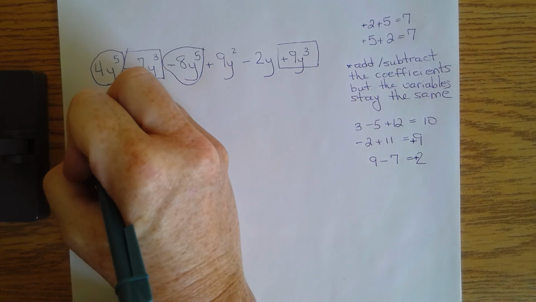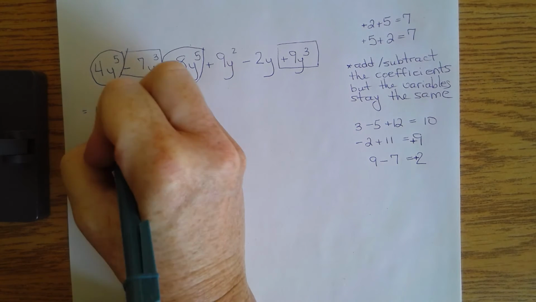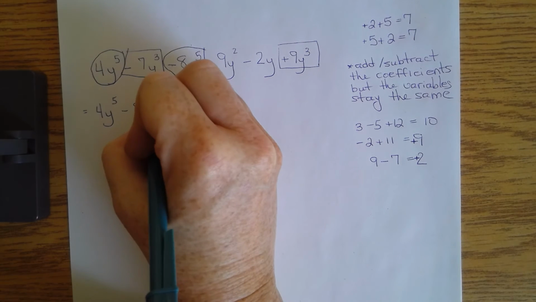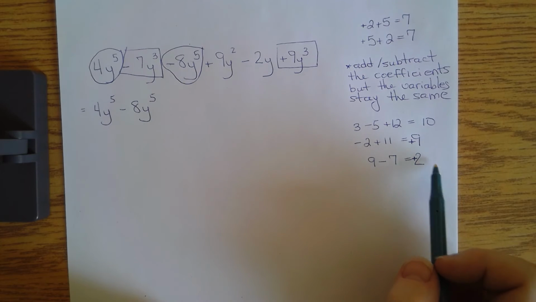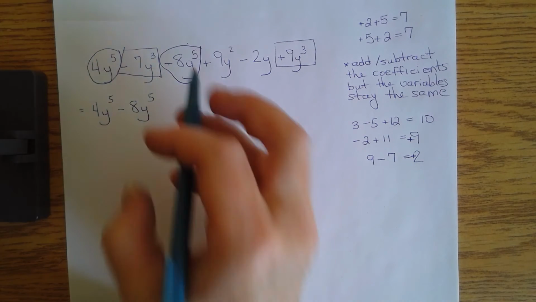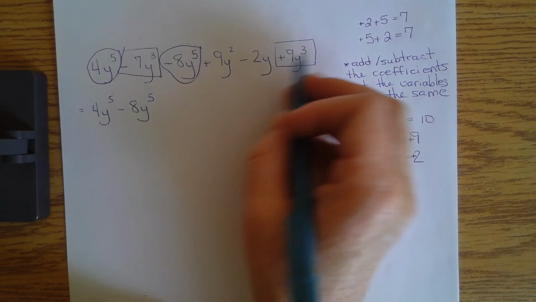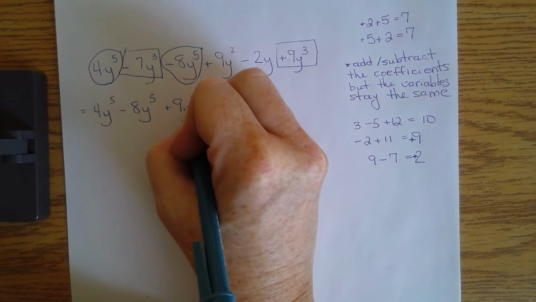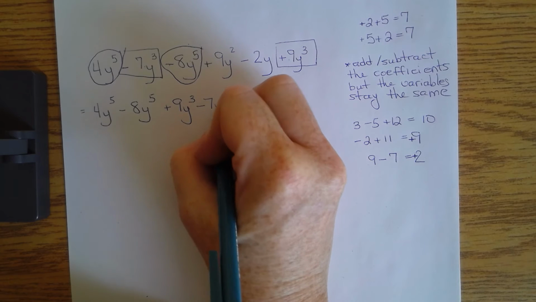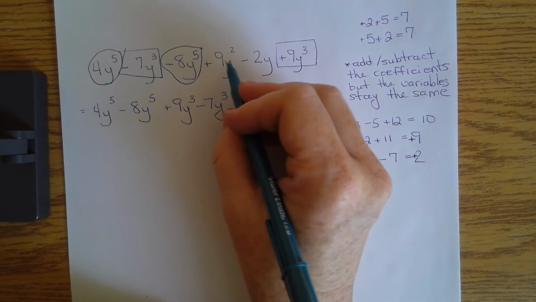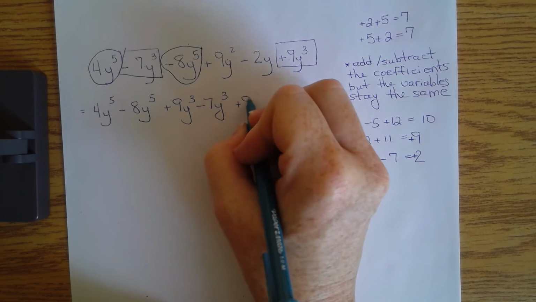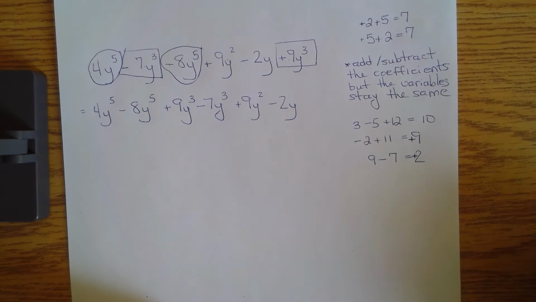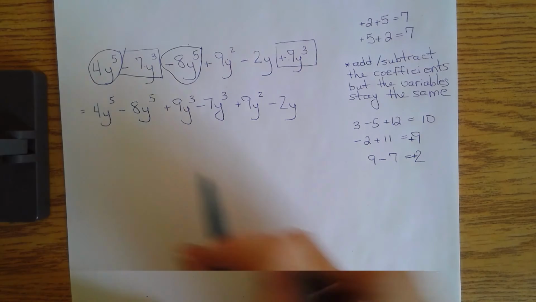So I'm going to rewrite this as 4y to the 5th minus 8y to the 5th. Then I'm going to look at the next highest power, so that's 3. It doesn't matter which one of these I take next. I could take this one. So I have plus 9y cubed and the minus 7y cubed. And then the next one is my y squared, so plus 9y squared, and then I subtract my 2y. Okay, so now I just have to add up the coefficients.